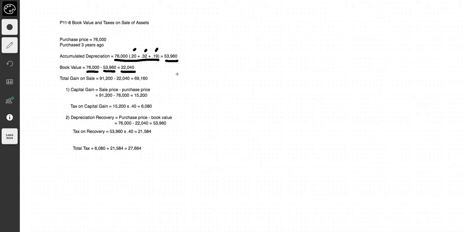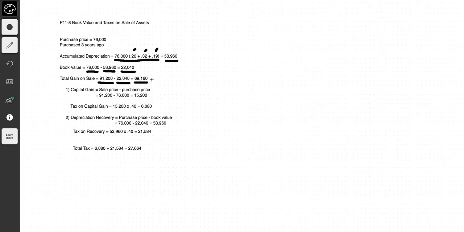This is what we had done previously on most of our Chapter 11 problems, prior to being introduced to the concept of capital gain and depreciation recovery or recapture. So the first step that you should really do is just calculate the total gain on the sale. We do that by taking the sale price, which was $91,200. That's what we sold the asset for after 3 years. We subtract the book value. This is the value that we show the asset on our books, which we calculated as $22,040. So the total gain on the sale is $69,160.